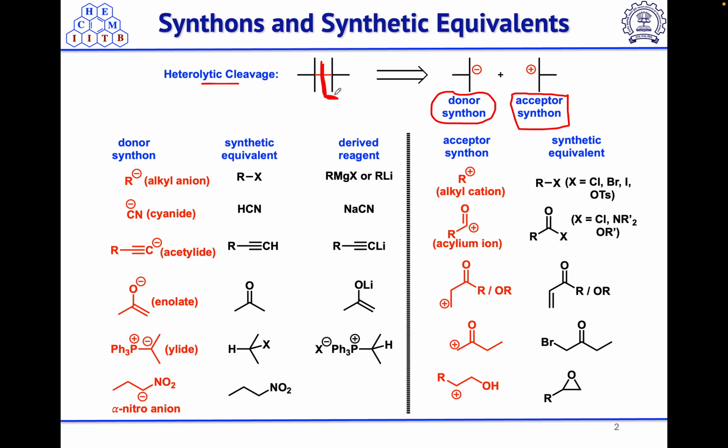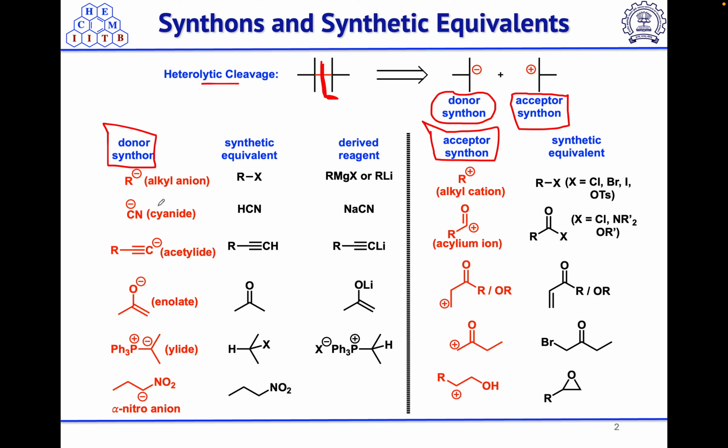Now, in forward synthesis we need to use some equivalent of the donor synthon or some equivalent of the acceptor synthon. So we need to know what will be the synthetic equivalent for a particular donor synthon and for a particular acceptor synthon. This we need to know clearly. So now let's talk about the donor synthon first, then we'll talk about the acceptor synthon.